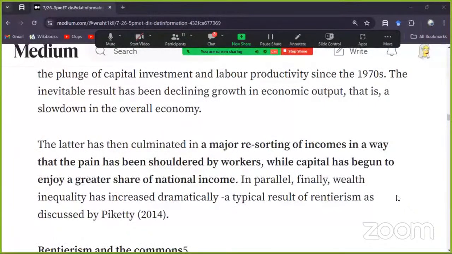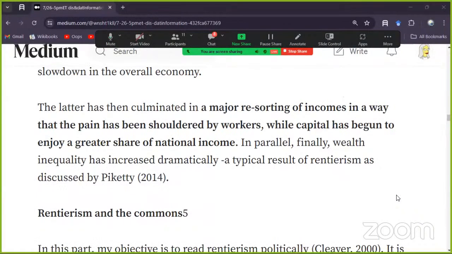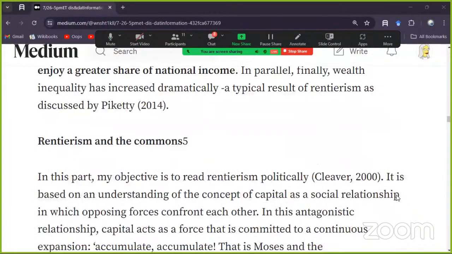The latter has then culminated in a major resorting of incomes in a way that the pain has been shouldered by workers, while capital has begun to enjoy a greater share of national income. In parallel, finally, wealth inequality has increased dynamically, a typical result of rentierism as discussed by Piketty. I'm sorry, rentierism in the commons.